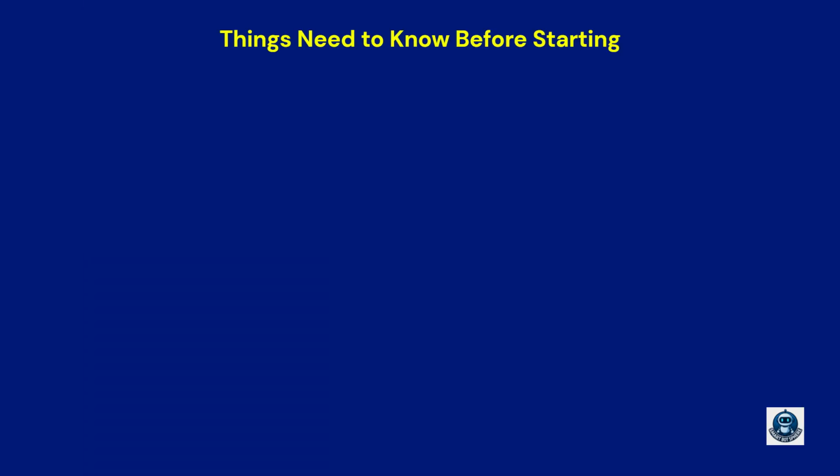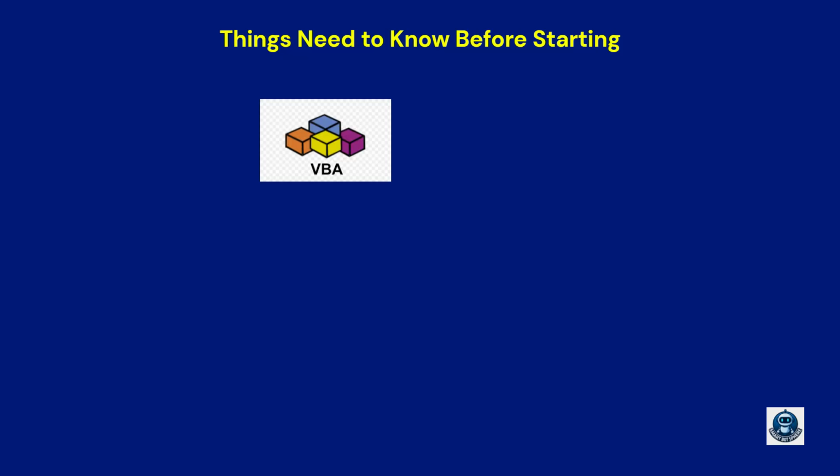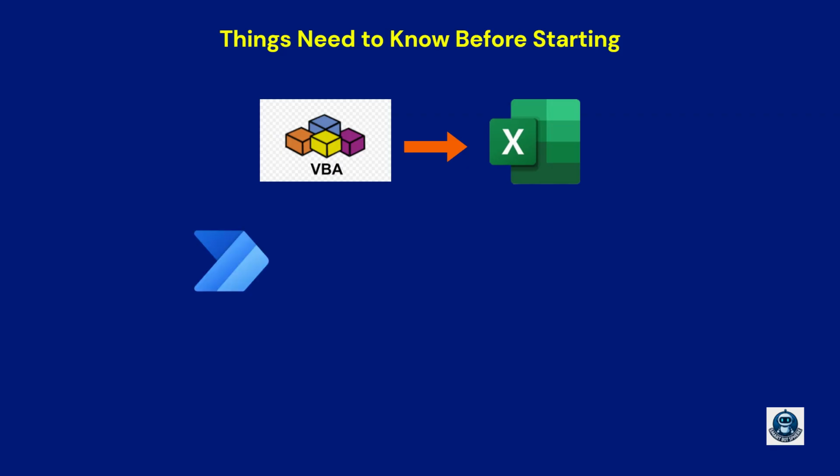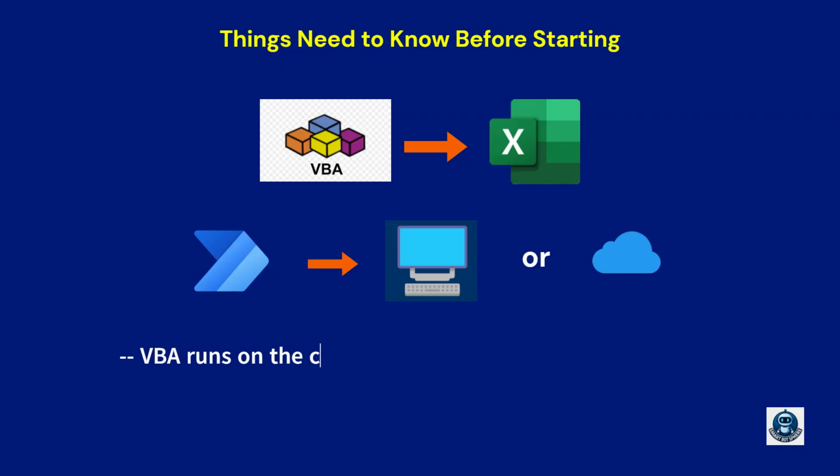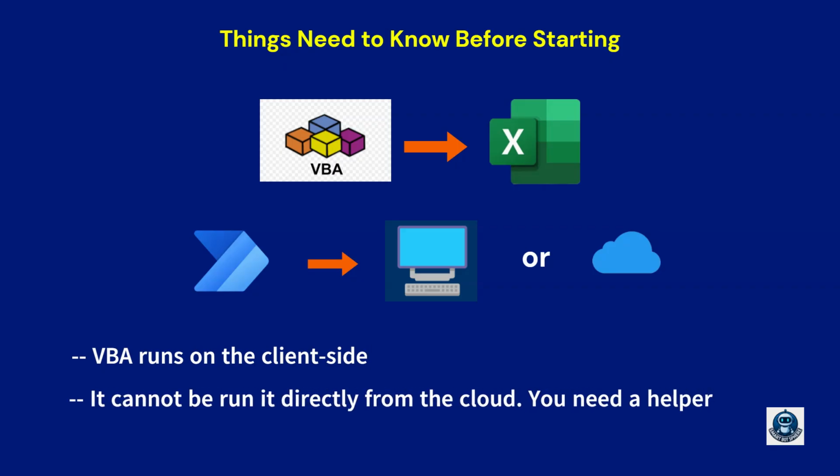To run VBA macros from Power Automate, we need to understand the two parts of the solution. 1. A VBA script saved inside your Excel file. 2. A Power Automate flow, either desktop or cloud, that triggers it. VBA runs on the client side, so you cannot run it directly from the cloud. So, you need a helper, which is Power Automate Desktop. This makes everything click together. To make it very simple, the Excel macro will be triggered from Power Automate Desktop, and the Power Automate Desktop flow can be triggered from Power Automate Cloud.